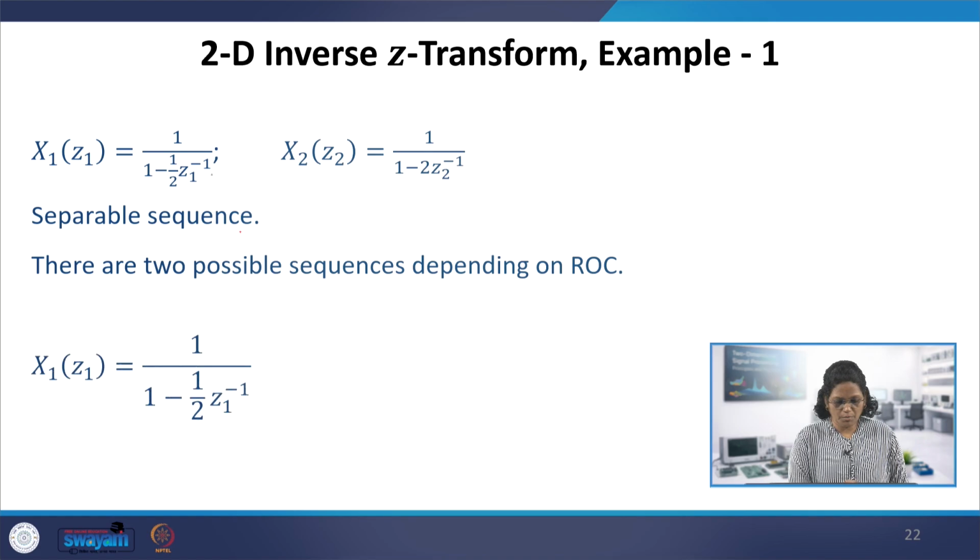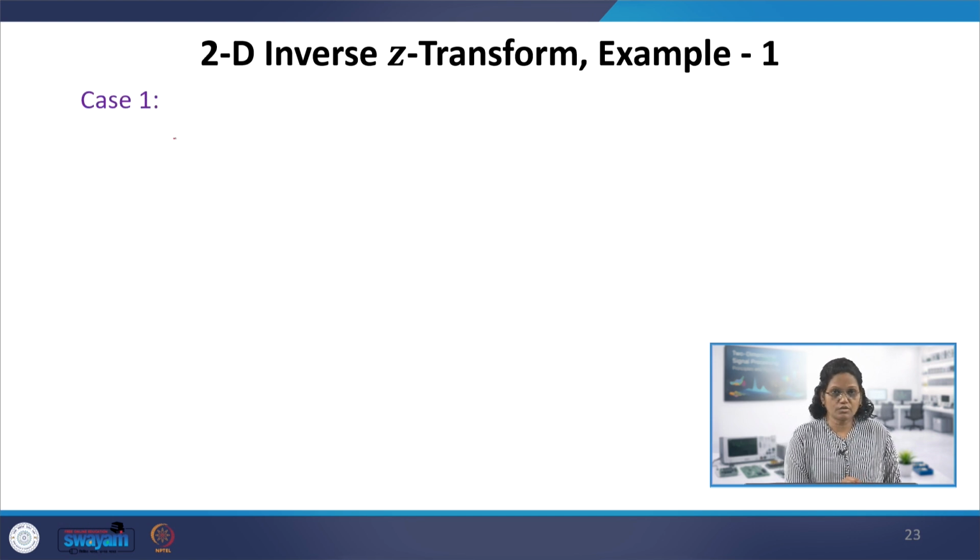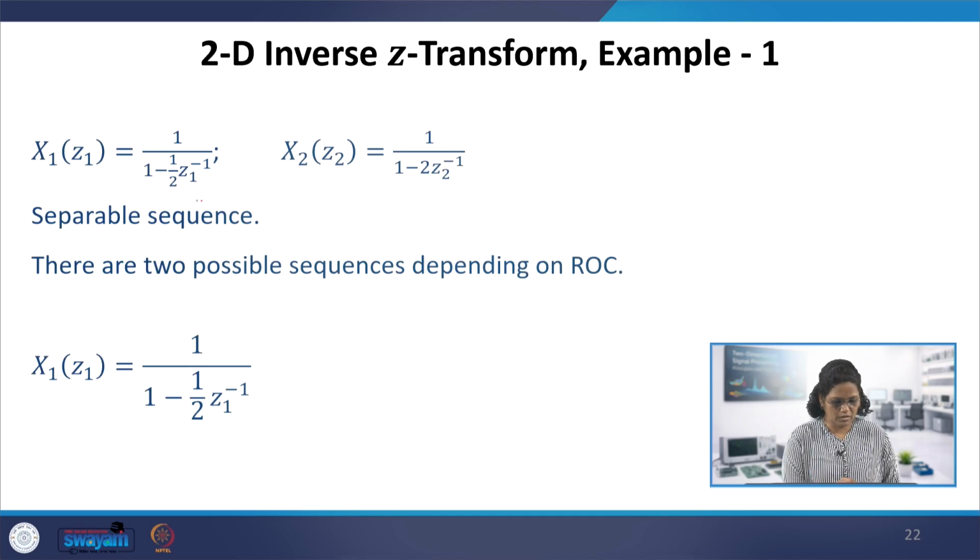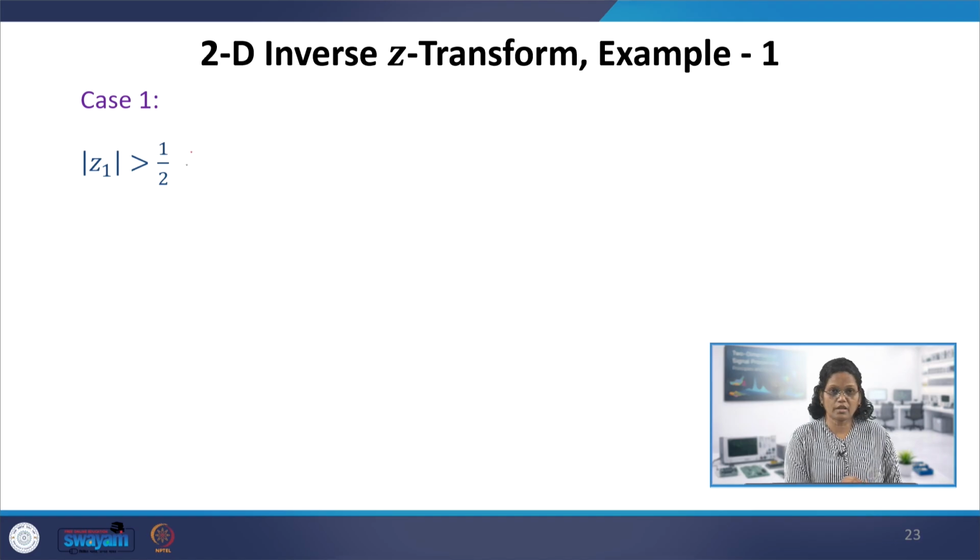So what are the possible sequences and what are the possible ROCs for it? For this case, if we take the first one, x1 of z1, 1 minus 1 by 2 z1 power minus 1, first consider case 1 in which z1 is greater than 1 by 2. If it is z1 greater than 1 by 2, we get 1 by 1 minus a, and the condition that this is less than 1 gives this closed form solution. That is possible to have z1 greater than 1 by 2.